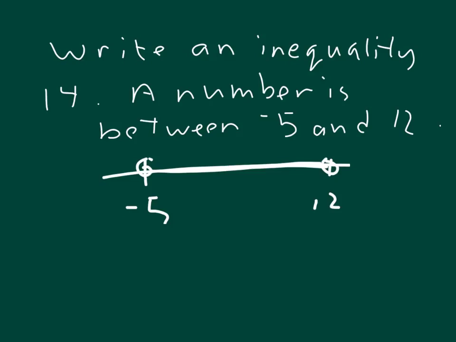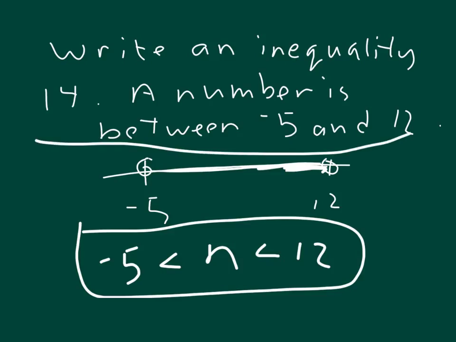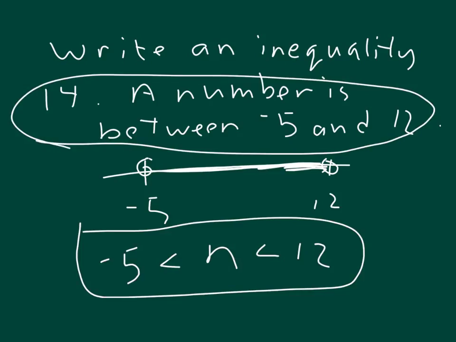So we're going to pick a letter, and perhaps it has to be less than 12. That gets this part of it. Less than 12. And we have to use the same symbol. It's not going to include -5, but it's greater than -5. So this is exactly what we're looking for. This is writing an inequality given a written description using words, and you have to translate that into algebraic symbols.